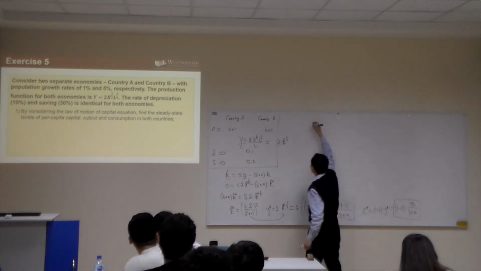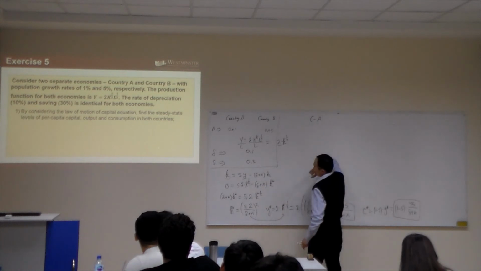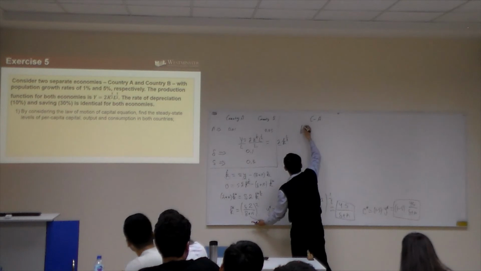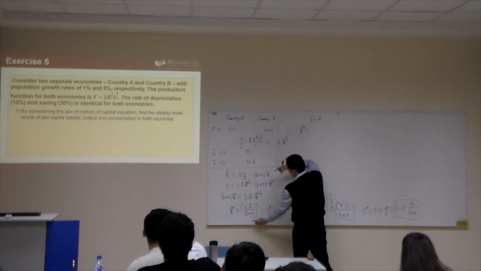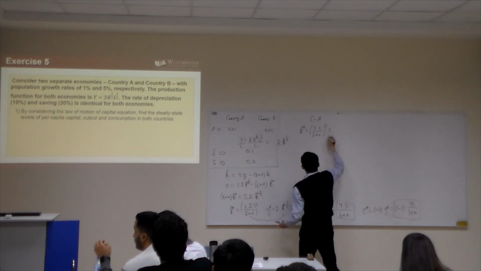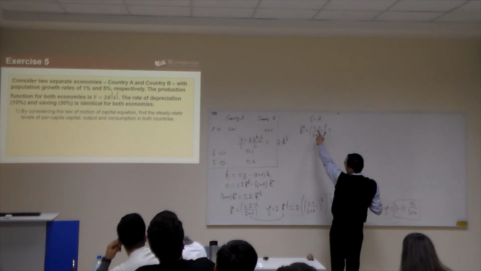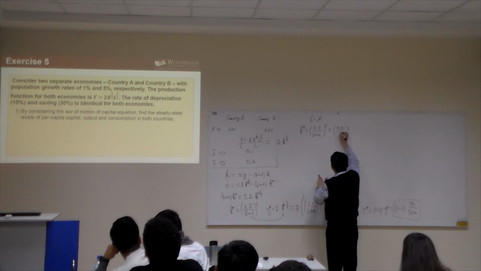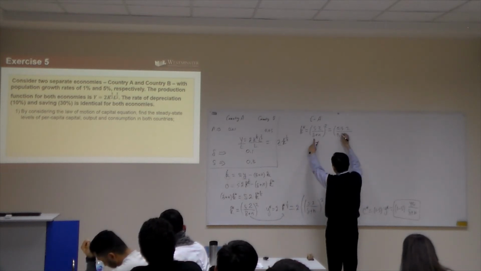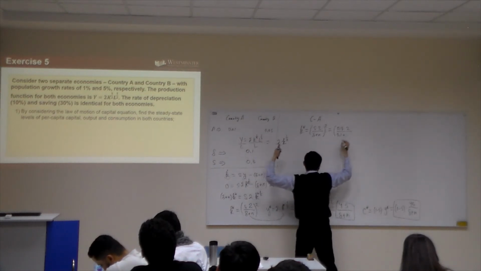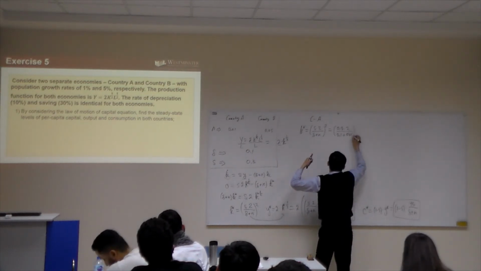Now, country A, let's calculate it. We know that this is the function for steady state level of per capita output for both countries, which is saving rate times 2 over delta plus n in the power of 2, equal. What is our saving rate is equal to for country A? It is 30% times 2 over depreciation is 10%, 0.1, plus growth in population is 1%, 0.01, squared.